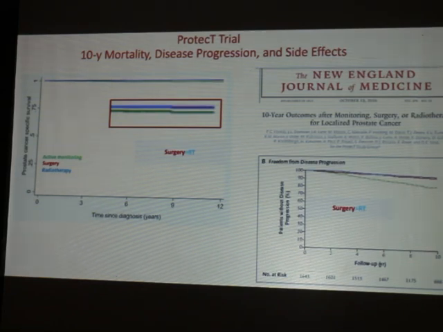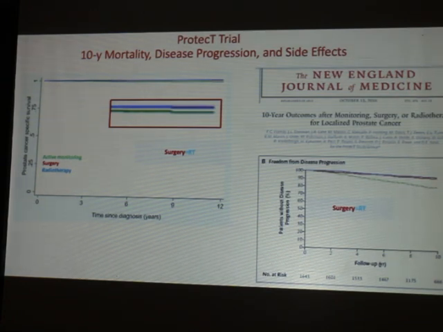At the end of 10 years, survival was equal, whether you do surgery, whether you do radiation, or whether you don't do anything. In low to intermediate risk, there was no difference in outcome at the end of 10 years. So when surgery or radiation is not superior to active surveillance, the point that comes up is: why don't we keep all patients of low to intermediate risk prostate cancer on active surveillance?